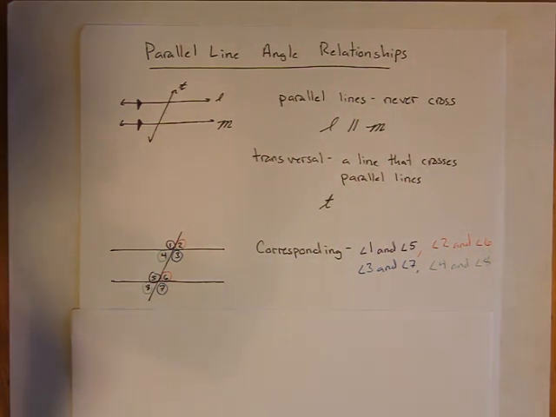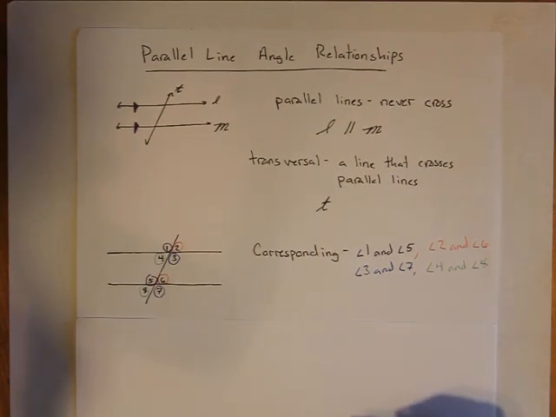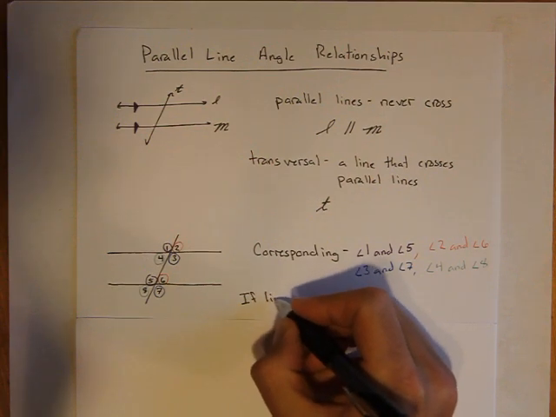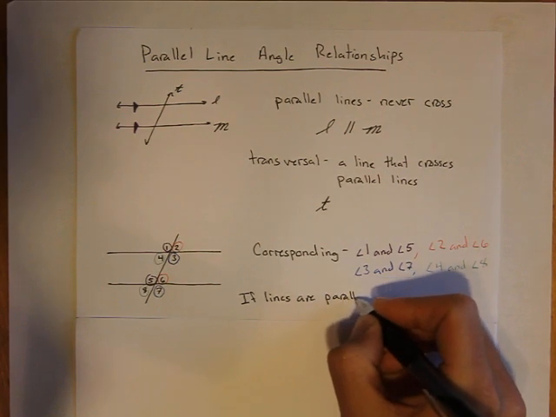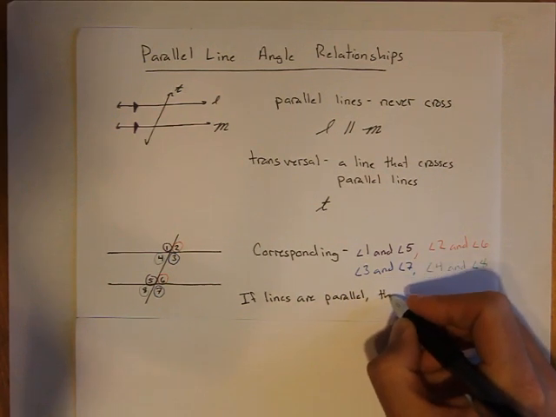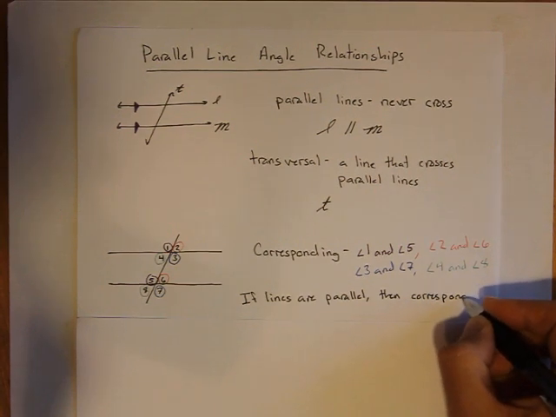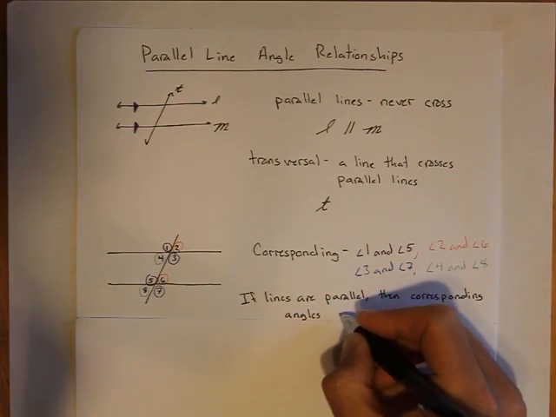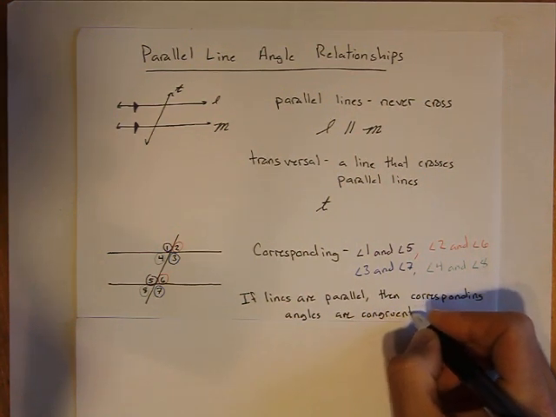Now corresponding angles also have a special property which you may be guessing. It looks like they're the same, and they are, and so we're able to write the following theorem. If lines are parallel, then corresponding angles are congruent. Okay? Now I want you to think about this for a moment.